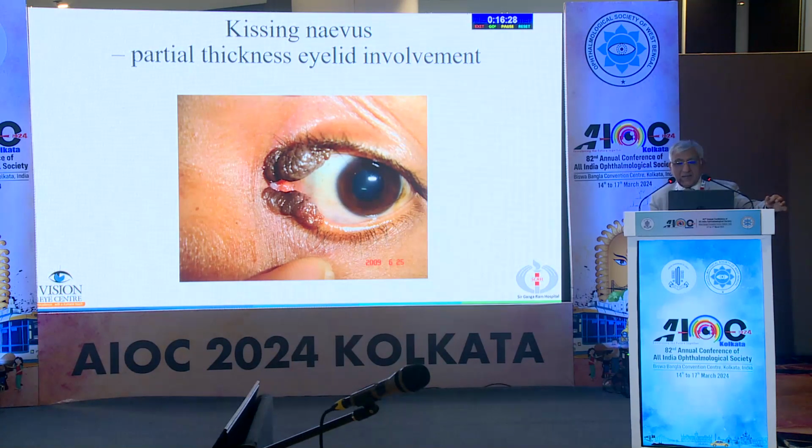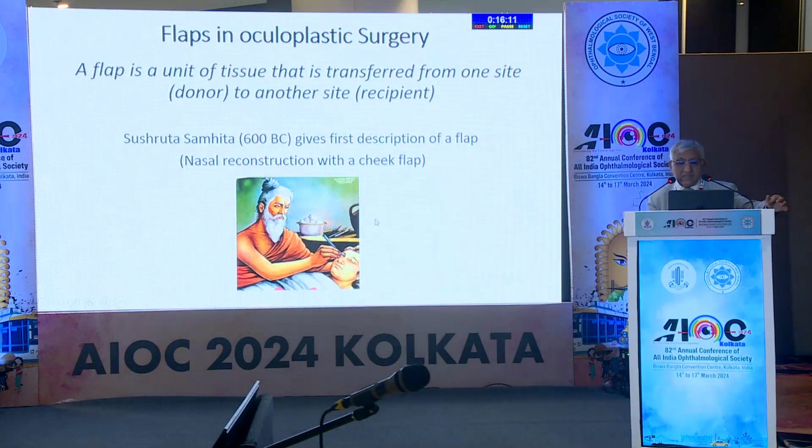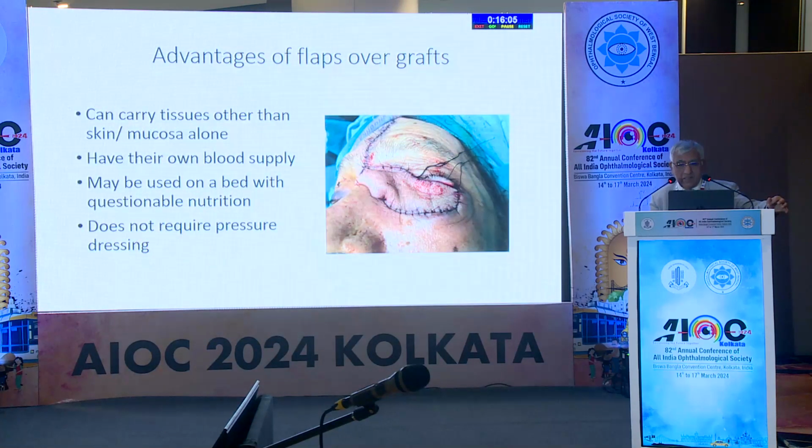Now this is an example where a partial thickness lid defect is created once the kissing nevus is removed, and you can replace it with just the anterior lamella so that you can preserve the margin and the medial canthus well. I'll skip the flaps, which Aman has covered so well.